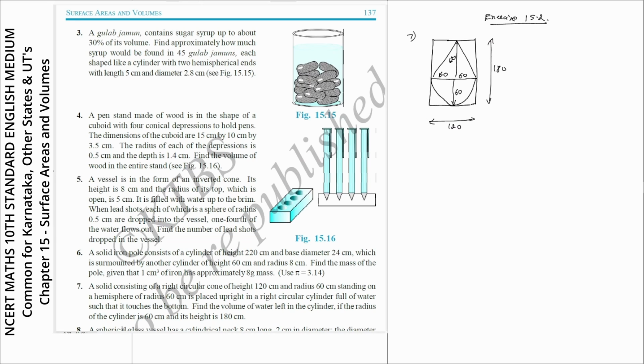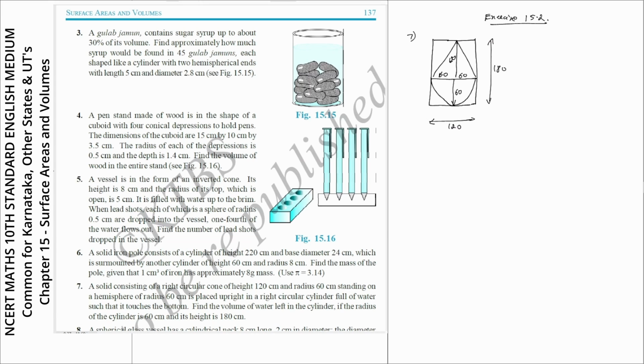So here the solid consists of a hemisphere and a cone, and the cone is above the hemisphere. The figure I have drawn there is placed inside a cylinder whose radius is 60 cm and height is 180 cm, and the radius of the hemisphere is also 60 cm, and the radius of the cone also is 60 cm, and the height of the cone is 120 cm.